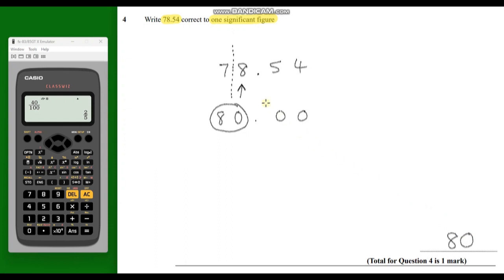A lot of people make a mistake and just think, well, that changes to an 8, so my answer is just going to be 8. But no, you can't just lose all of the place values that we've got. So it would either round down to 70 or up to 80, and in this case you can see that it rounds up to 80.